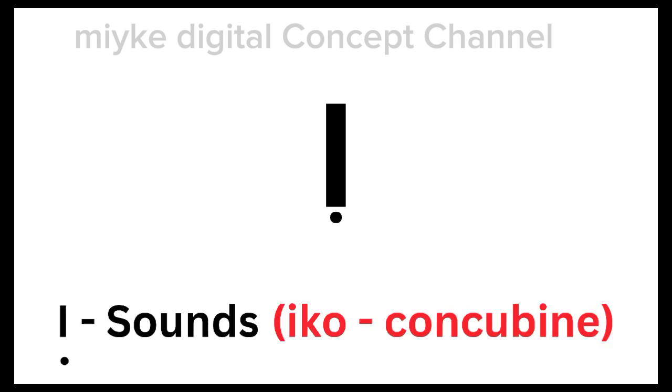The round one. Now it's not the first, but this one. Eco or eco. Eco means concubine, but eco means cup. But this one is eco, concubine.